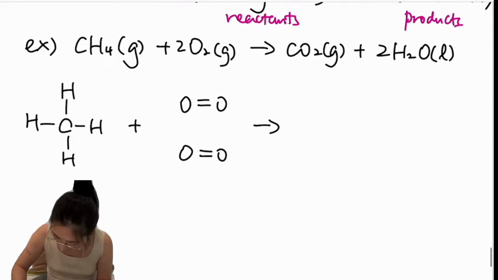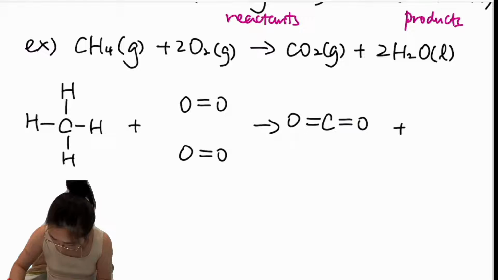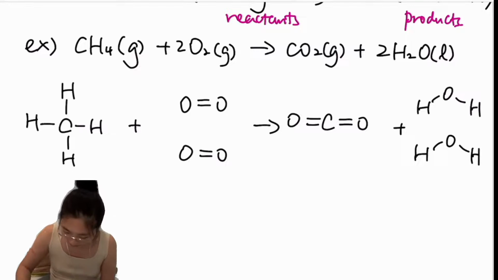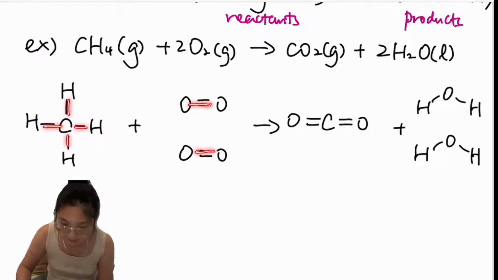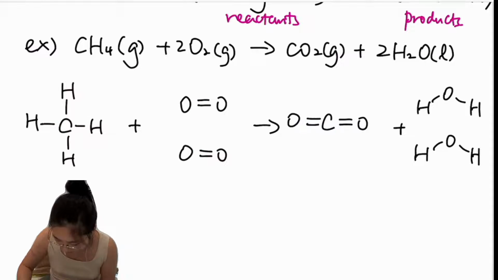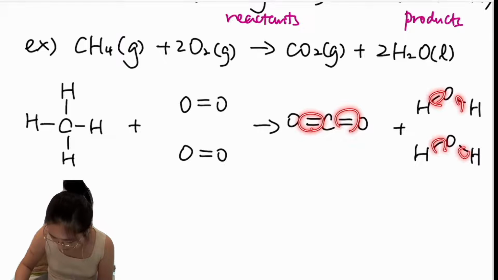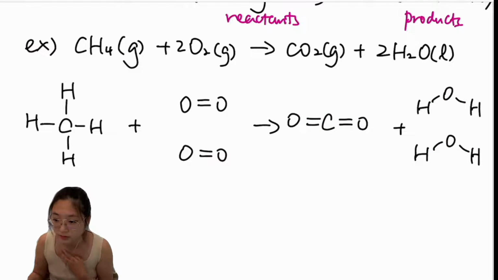And then for carbon dioxide, it's 2 carbon-oxygen double bonds. And for water, that is 4 hydrogen-oxygen single bonds. So all of these are the bonds that I need to break. I need to break 6 bonds in total. And then 6 new bonds are formed.